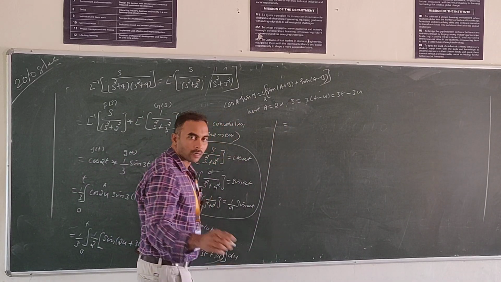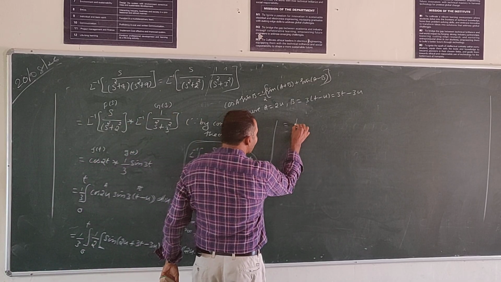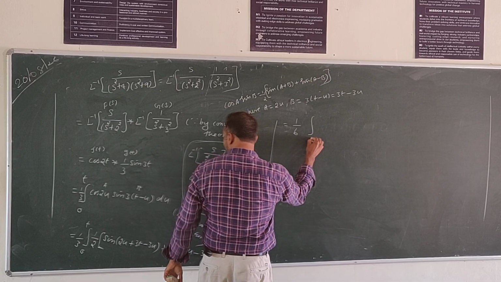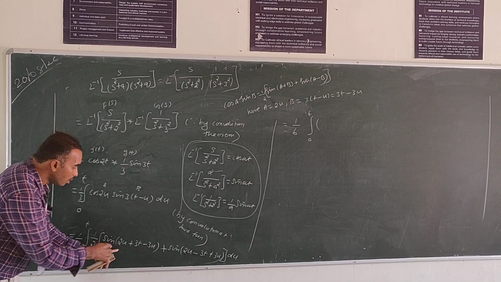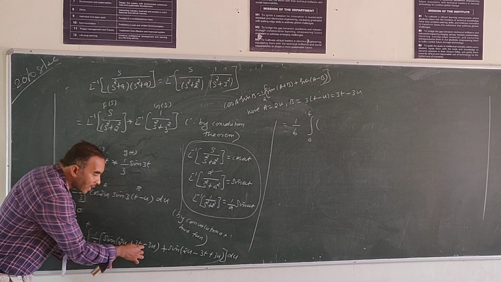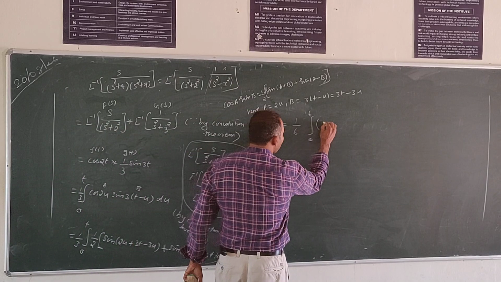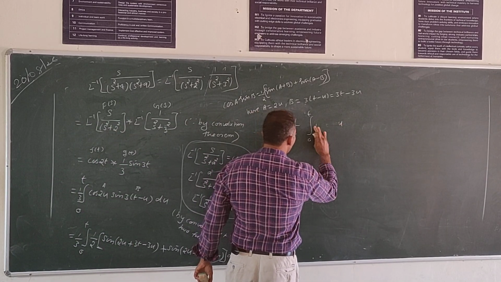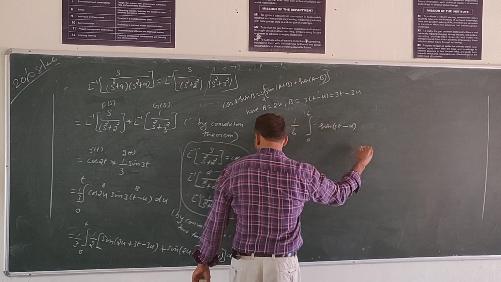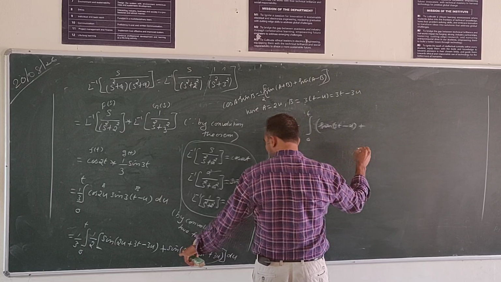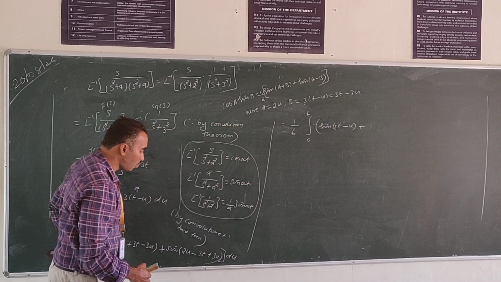Equal to, listen, 1 by 2 is a constant, take it outside. Already 1 by 3 is there, so 1 by 6 integral 0 to t, sin(2u minus 3u plus 3t), that is sin(3t minus u). Next, plus sin(2u plus 3u). What is 2u plus 3u?